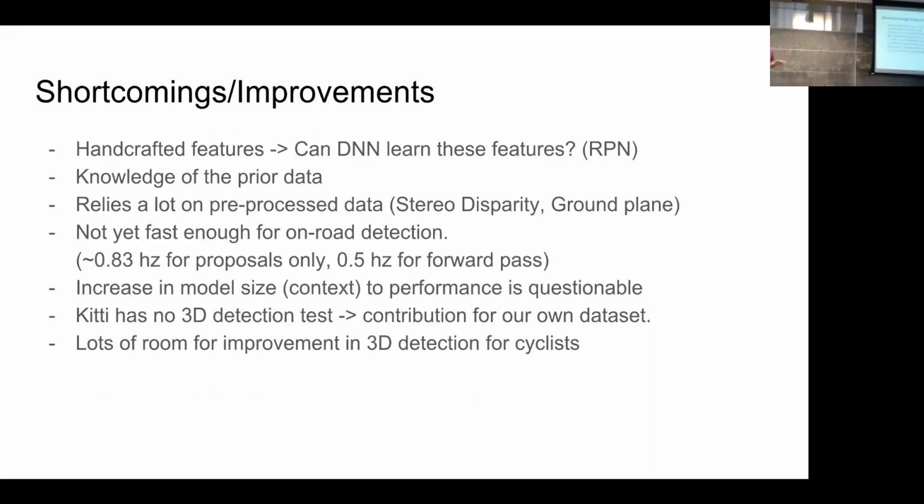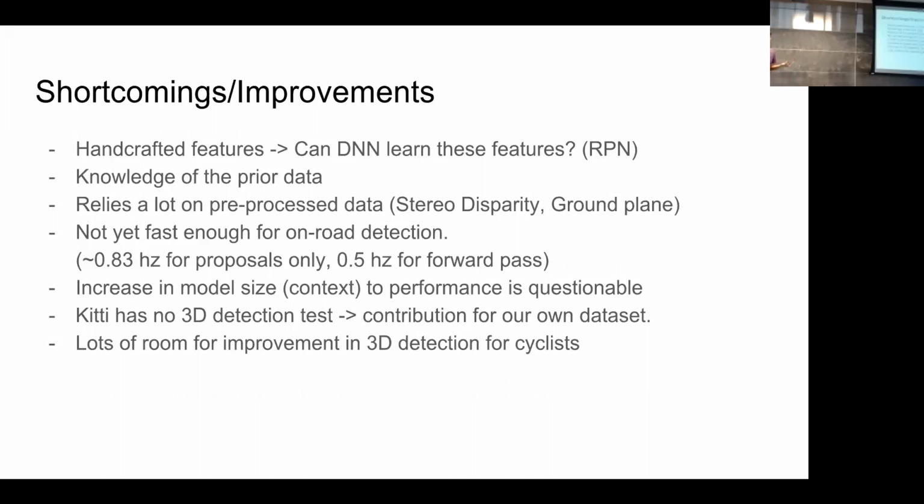Another shortcoming of this algorithm is that it relies a lot on prior data, so knowing the average distribution of normal height for a car, for example. That would be a problem if you run this same algorithm in another region that has a very different distribution of cars, let's say in Asia. Then you will have very different mean estimates of this data. So that's one shortcoming of it.